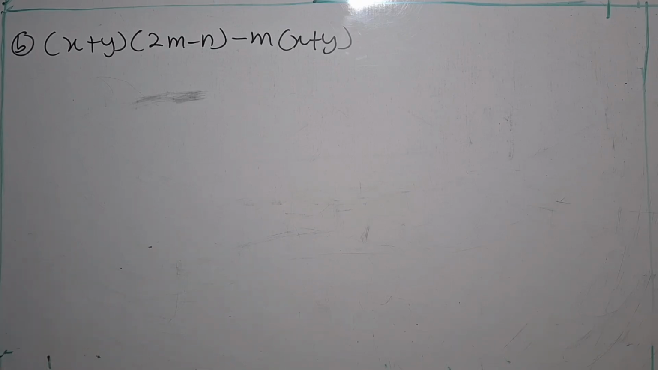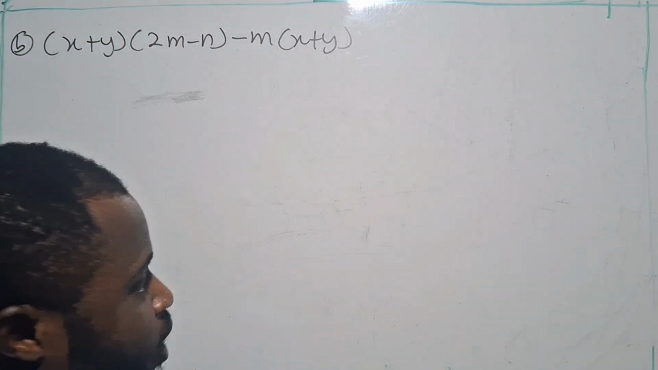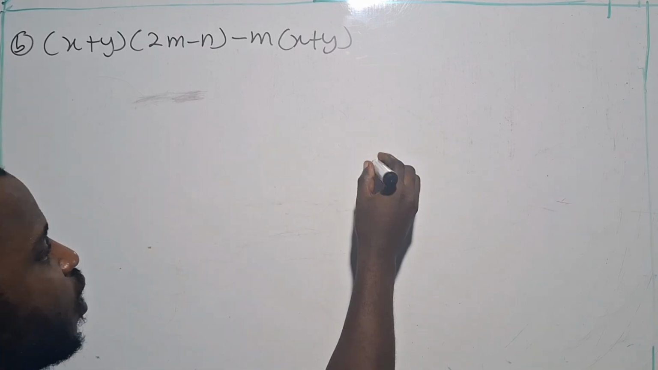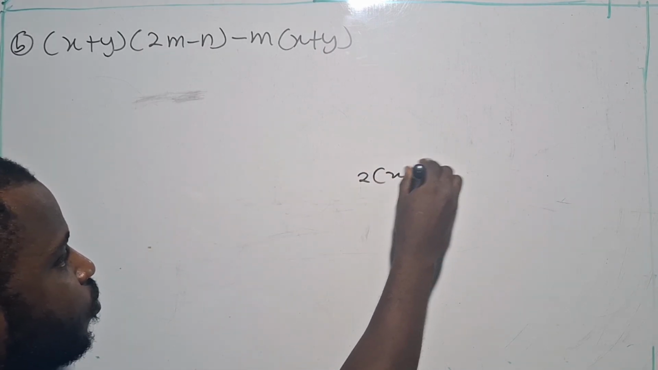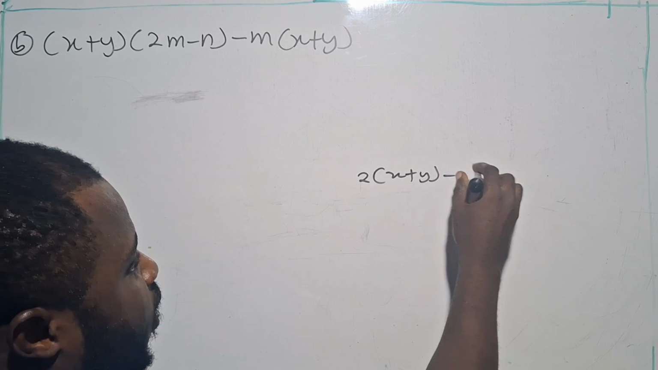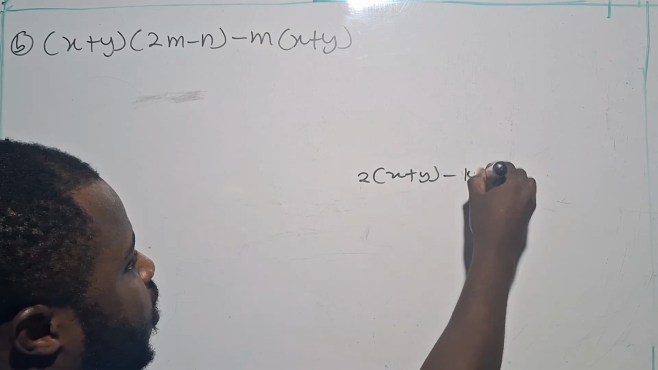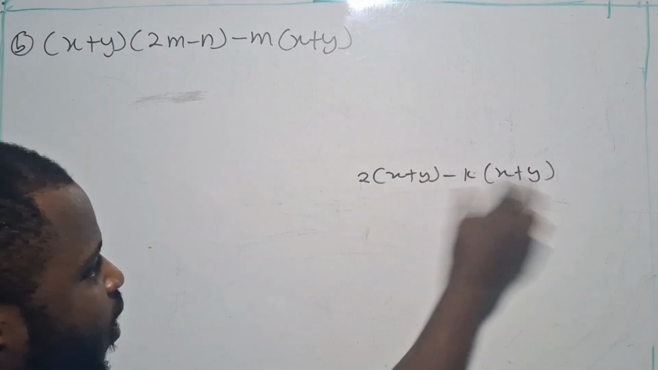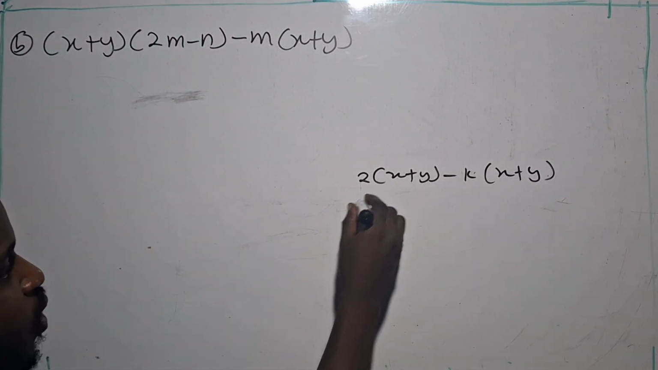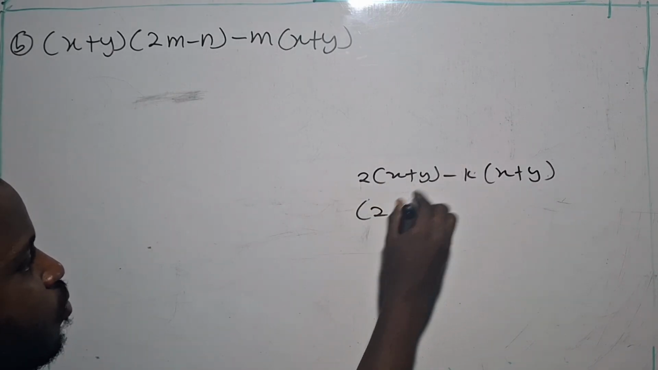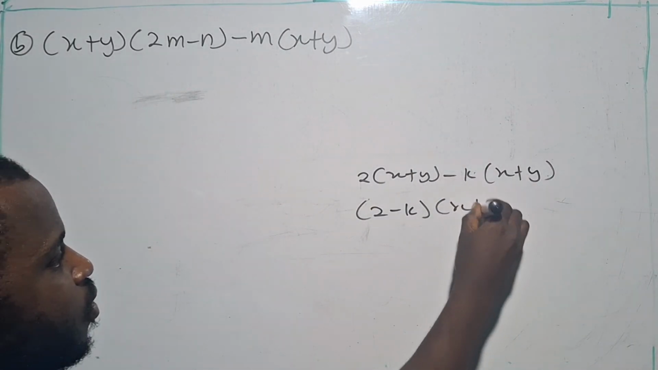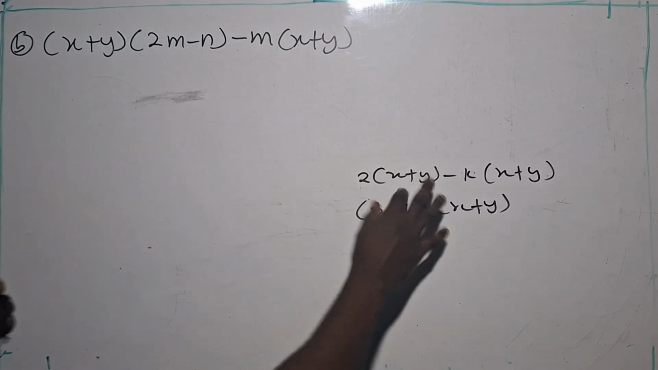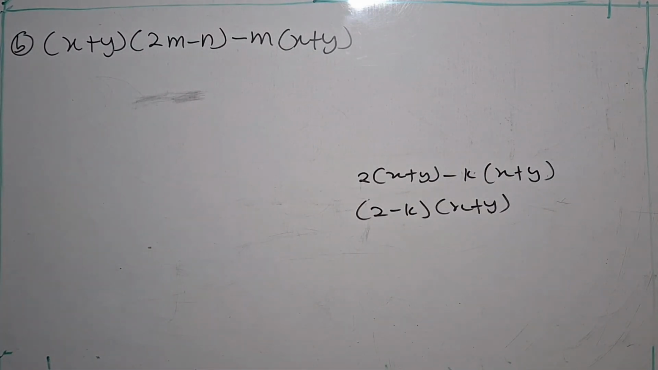Now I've treated factorization on my channel. In factorization, I've explained that when you are solving a question, you may get something like minus k(x + y). What you do is that because the numbers in the bracket are the same, we pick the numbers outside each bracket, then we combine them, and because these brackets are the same, we pick one of them.